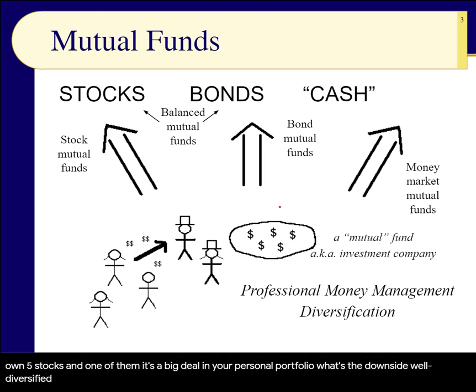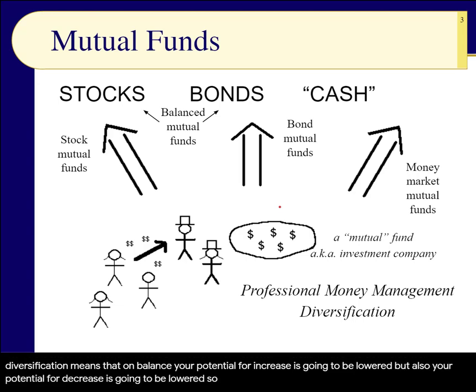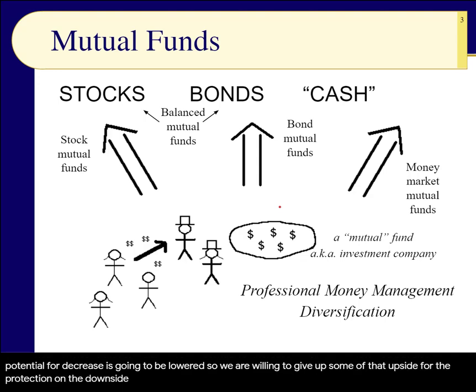Well, diversification means that on balance, your potential for increase is going to be lowered, but also your potential for decrease is going to be lowered. So we're willing to give up some of that upside for the protection on the downside. It's not a guarantee, folks. Mutual funds can lose tremendous sums of money, and some do.